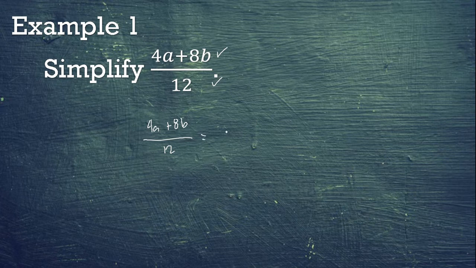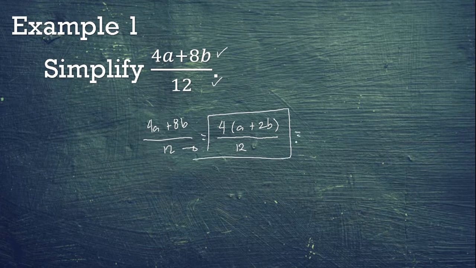Here, the numerator can be factored by 4 and a plus 2b. So we get a plus 2b by simply dividing 4a and 8b by 4. This will be over number 12. So here, this is not the final answer. However, we can still simplify the expression by dividing 4 and 12 by 4.